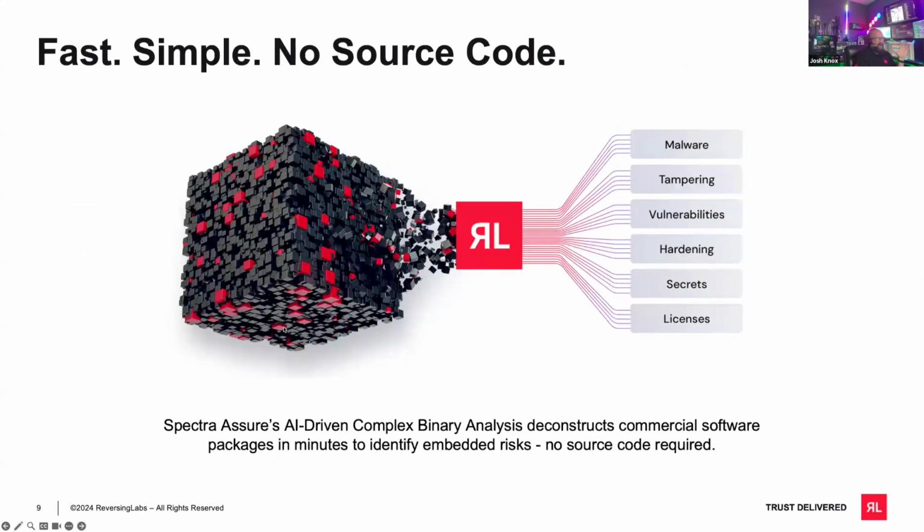So let's talk about ReversingLabs. We're fast. We don't need source code. We're going to look just at the binary. We're going to do complex binary analysis. We're going to deconstruct the binary so that we look at all the components. We deconstruct it recursively. We go far beyond the SBOM. We're looking for malware. We're looking for signs of tampering. We're looking for vulnerabilities. So we are going to show you the CVEs that we find.